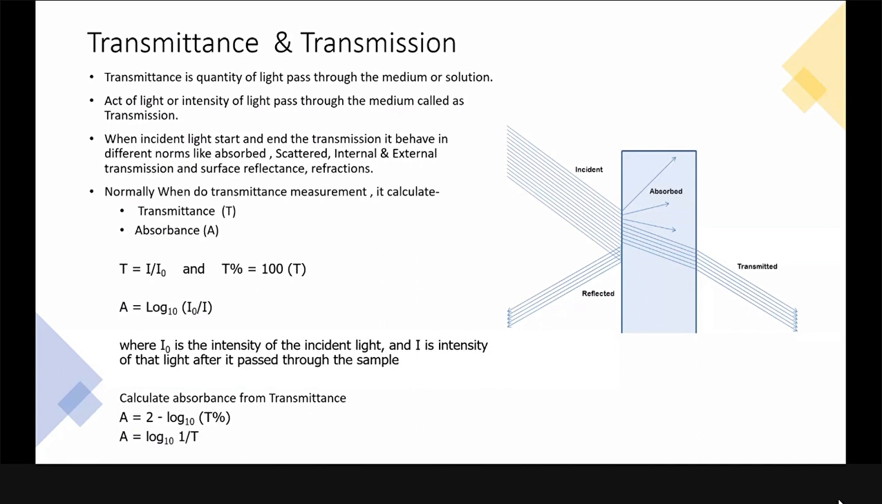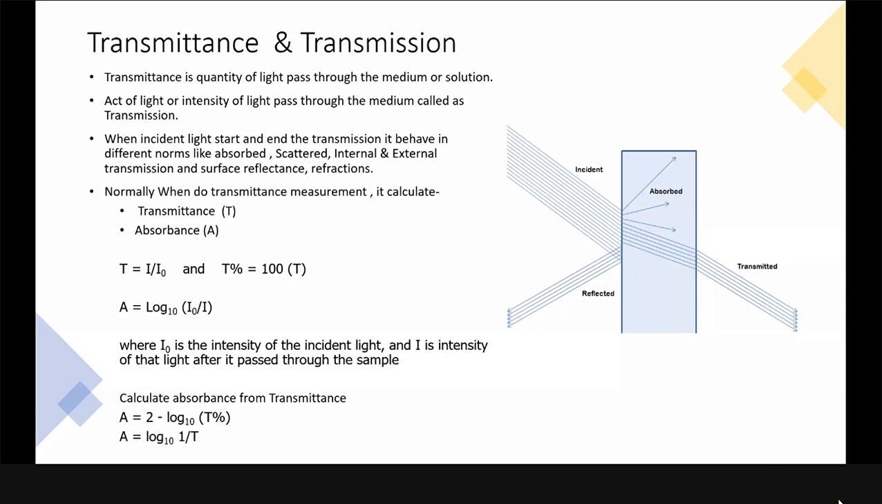Here is a simple formula to calculate this. Transmittance we represent by T and absorbance we represent by A. If you want to calculate the transmittance value, it is the transmitted light I divided by the total light, I0. I0 is the incident light, meaning the total light, and I is the energy or light after transmission, after passing through the material. And if we want transmittance in percentage, we simply multiply the transmittance value by 100.